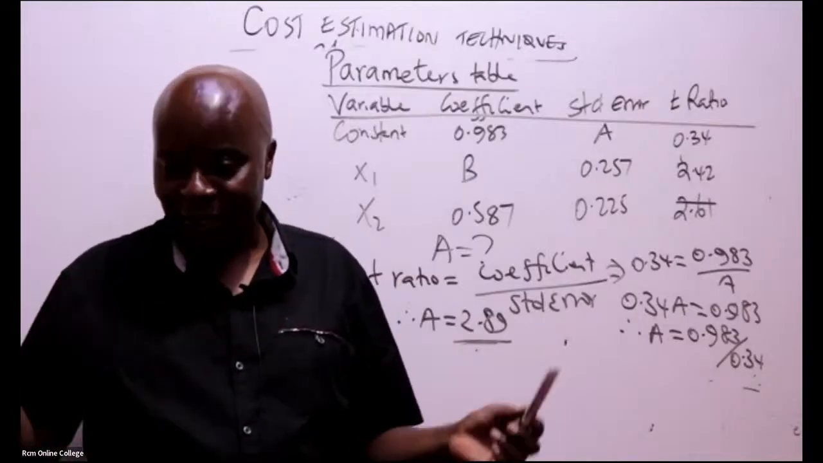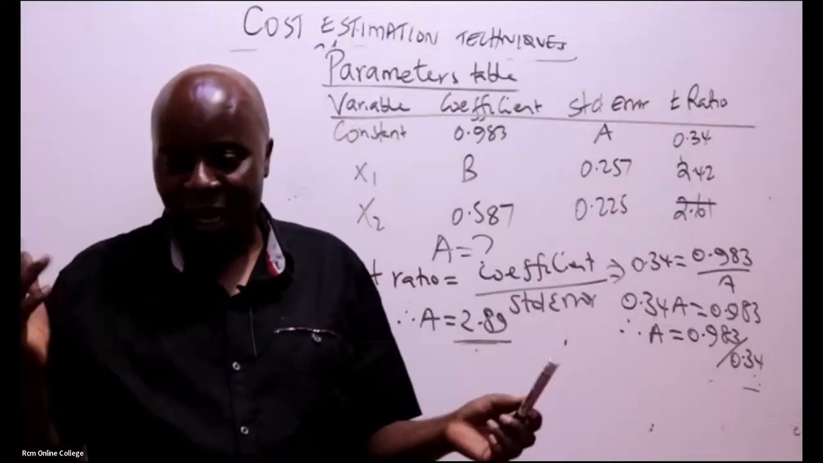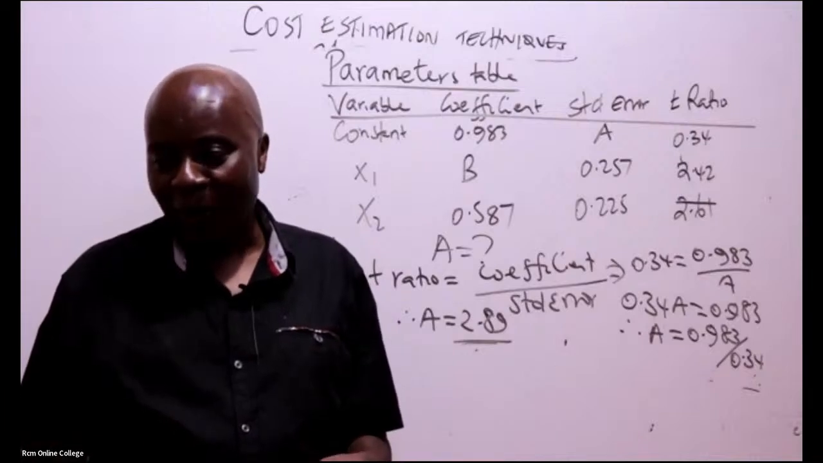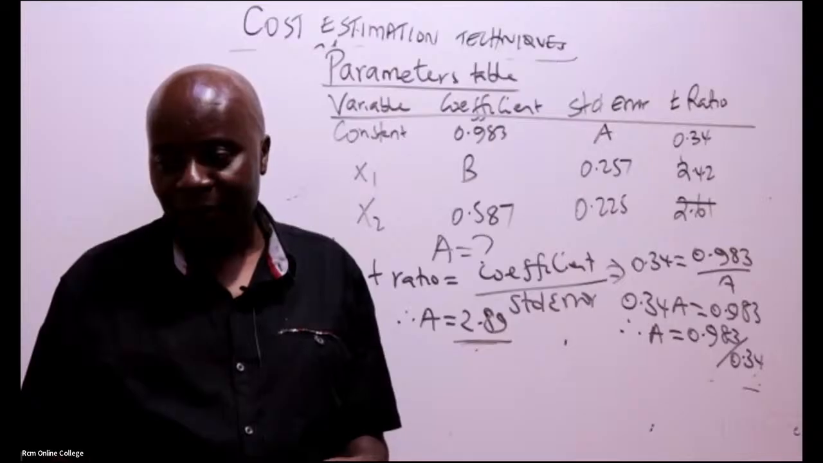Try, even if you don't get it. So just try the value of B. You can see where B is. So go ahead and get the value of B.